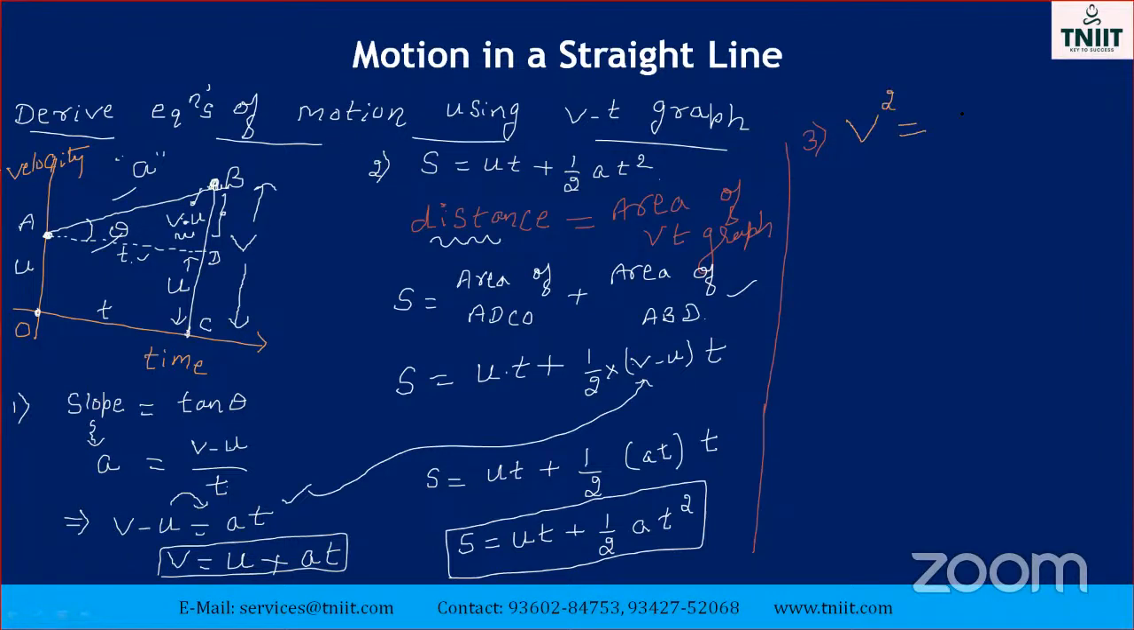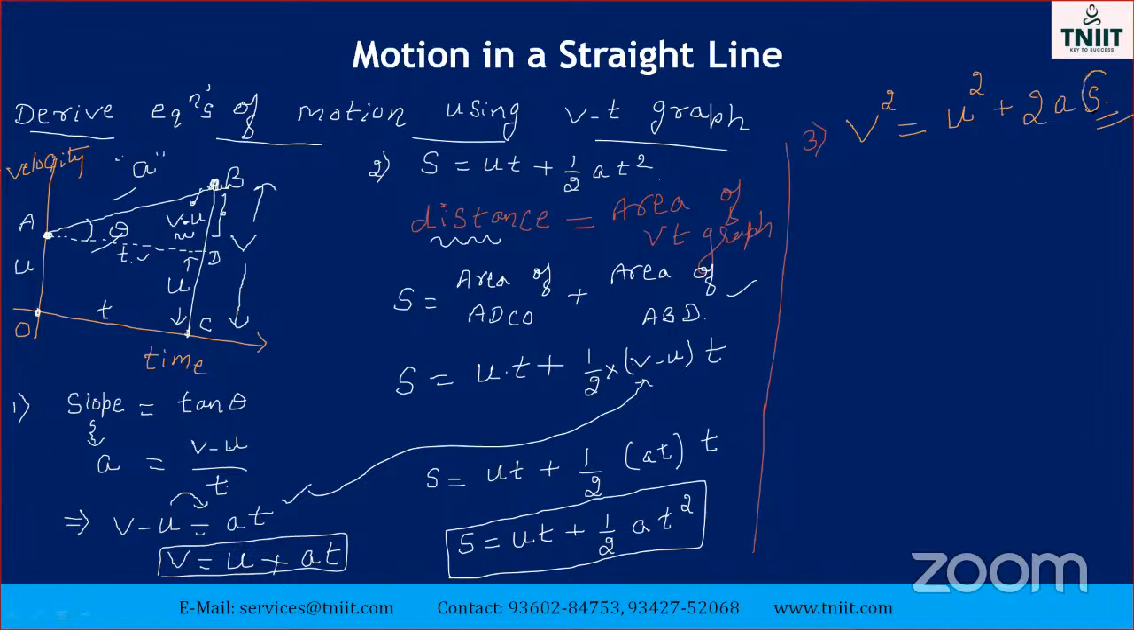V squared is equal to U squared plus 2AS. This is the third equation of the motion. V squared is equal to U squared plus 2AS. Students, please remember to derive this equation.